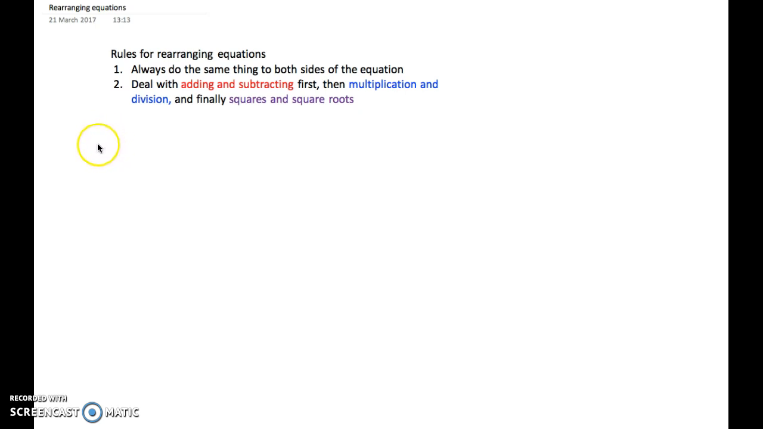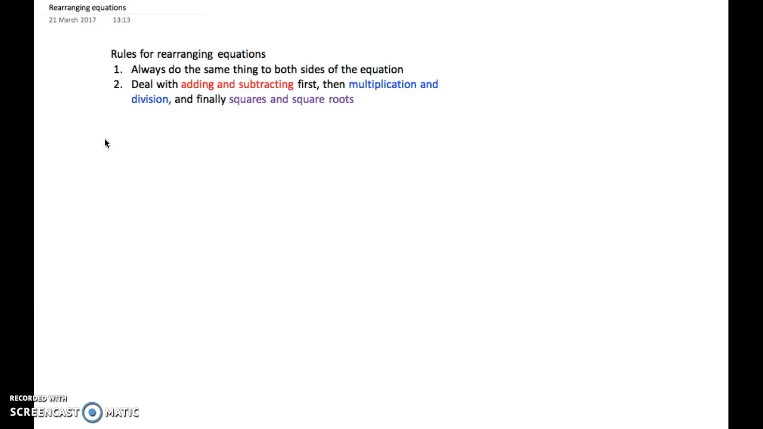There are two rules that you need to abide by when you're rearranging equations. Number one, always do the same thing to both sides of an equation. An equation basically has an equal sign, and it says that one side is equal to the other. So if you start, say, subtracting something from one side, you must do exactly the same thing to the other side to make it still equal.